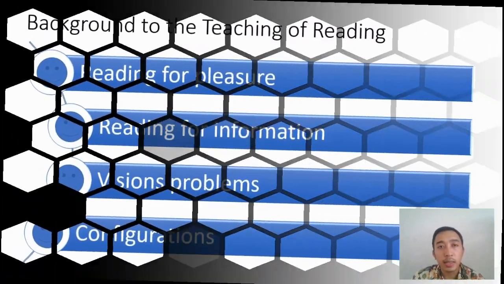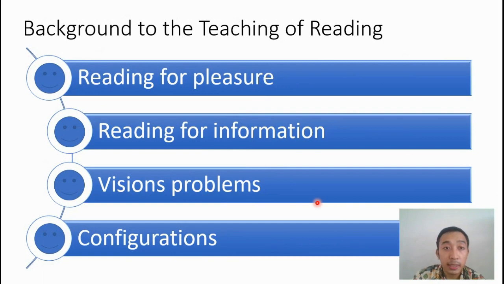And the next one is the background to the teaching of reading. Here are the backgrounds to the teaching of reading. We have four backgrounds. The first two relate to the purposes of reading. Reading for pleasure and reading for information relate to the purposes of reading. So the aims of reading are reading for pleasure and reading for information.